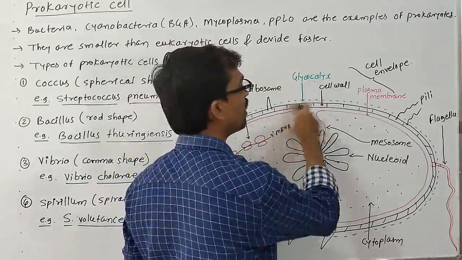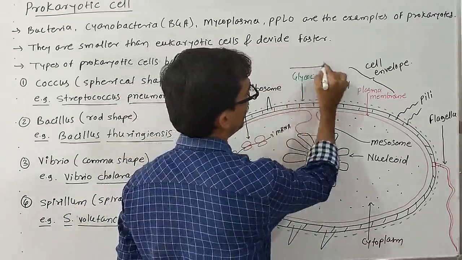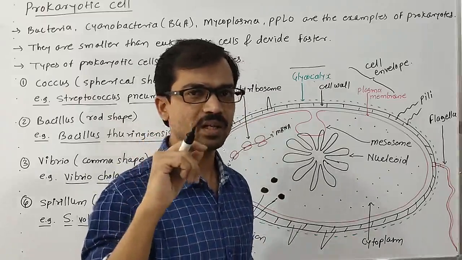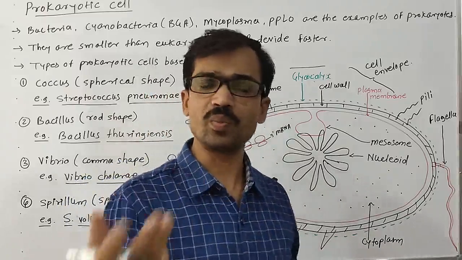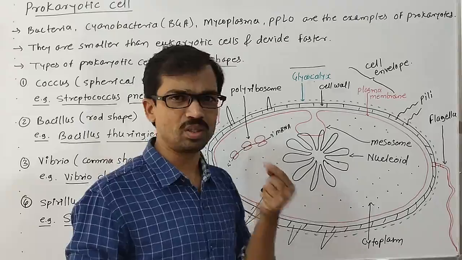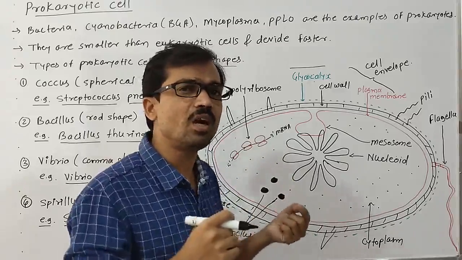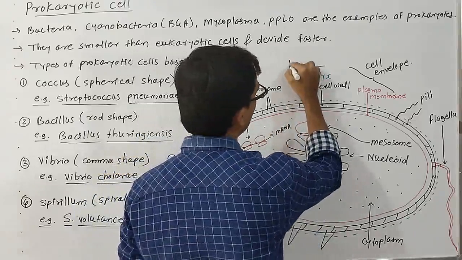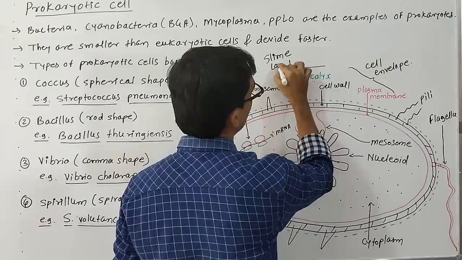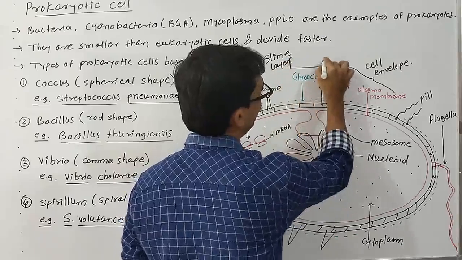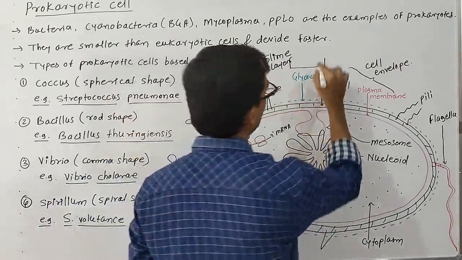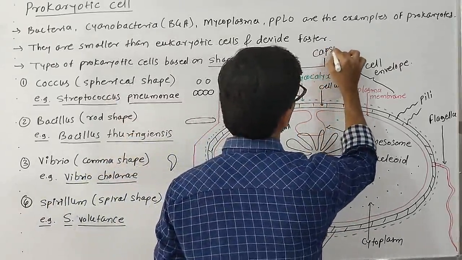And this Glycocalyx, which is made up of carbohydrates or polysaccharides, may be thin in some bacteria, meaning it will be present in some bacteria and not in others. In those where it is present, it can be a thin and loose layer, and in that case the layer is called a slime layer. And if the Glycocalyx is very thick and tough, then it is called a capsule.